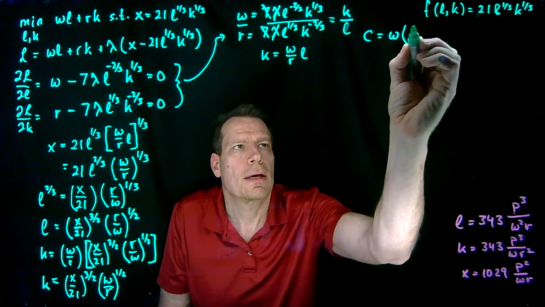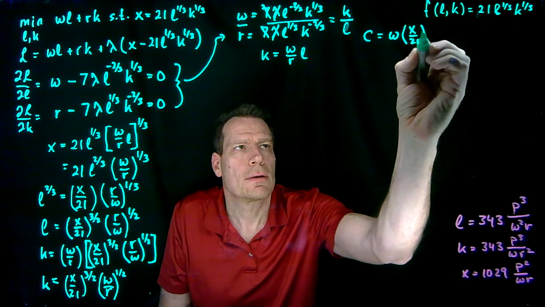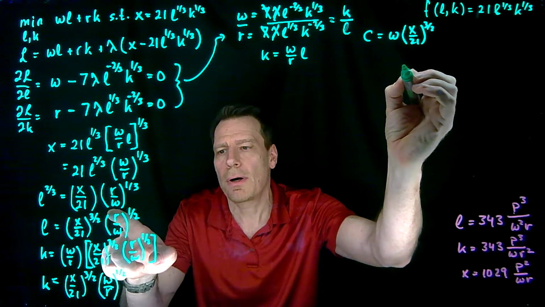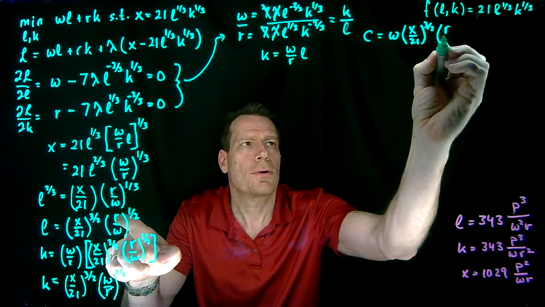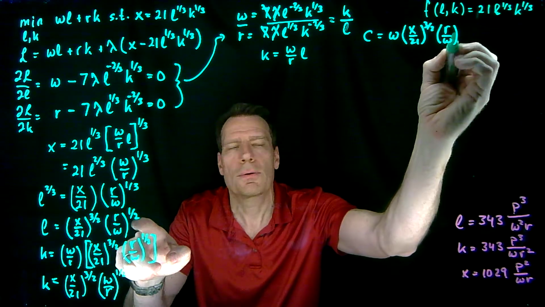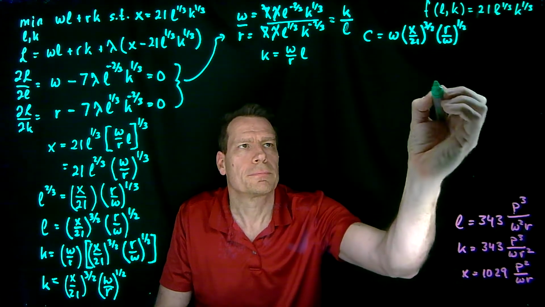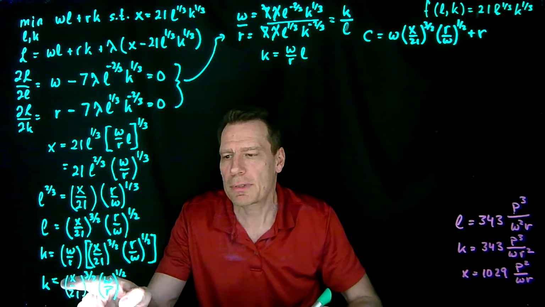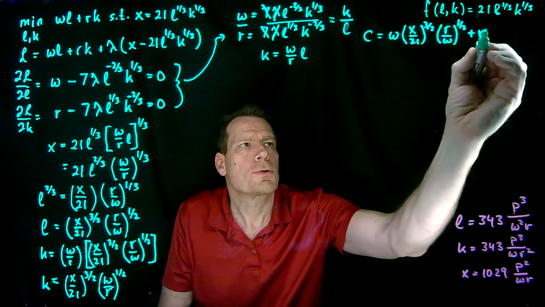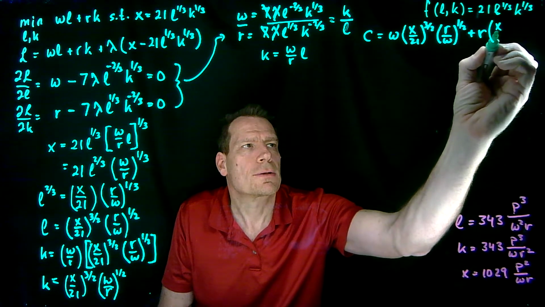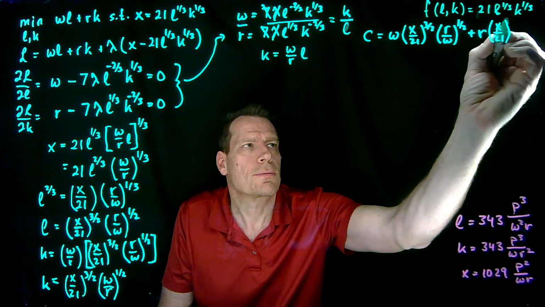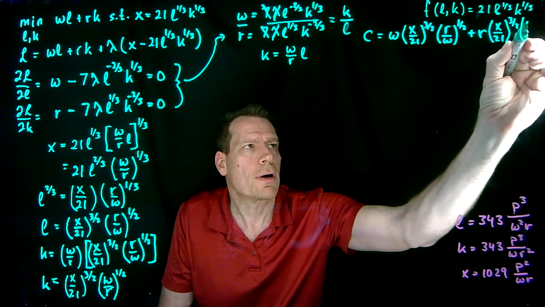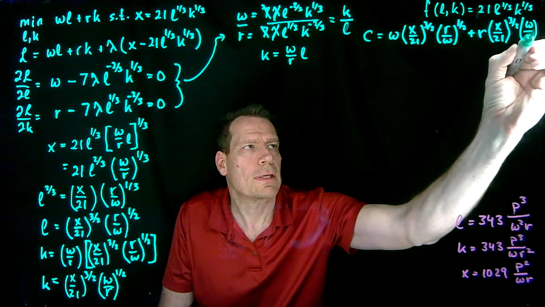So X over 21 to the 3/2 times R over W to the 1/2. That's my labor cost, plus the cost of capital, which is R times how much capital we're going to use. So X over 21 to the 3/2 times W over R to the 1/2.